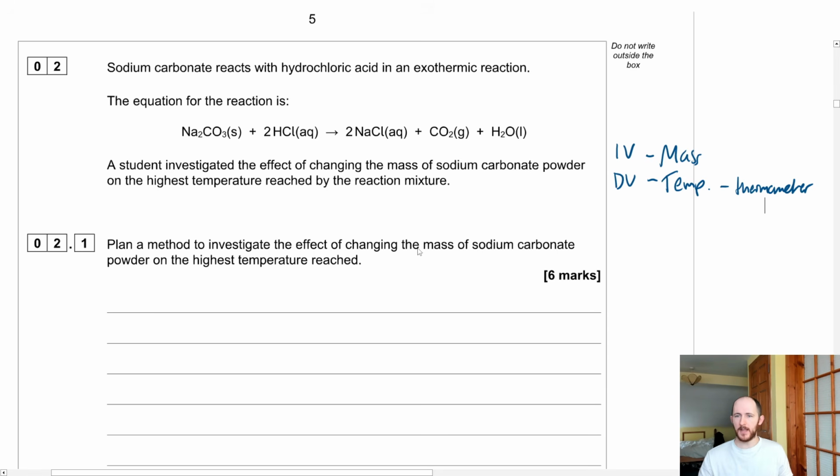So let's go through exactly what we need to do. We also need to think about ways that we can minimize variables that we don't have much control over.